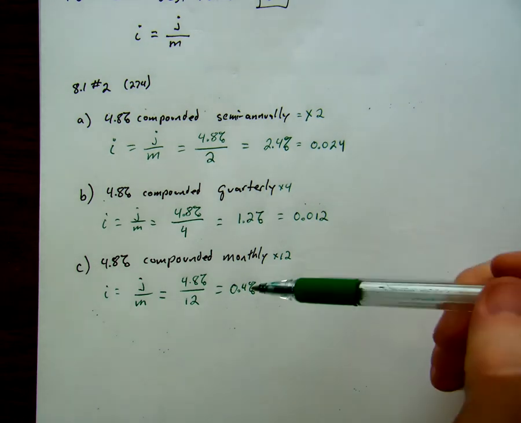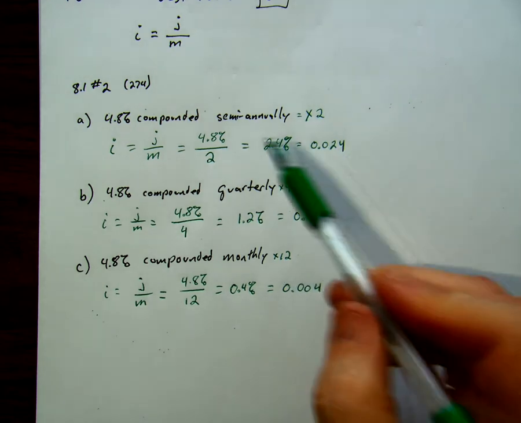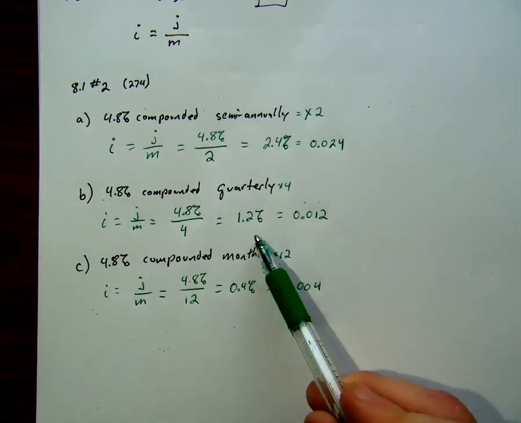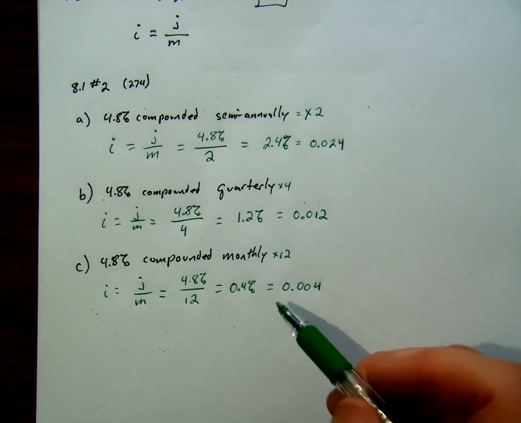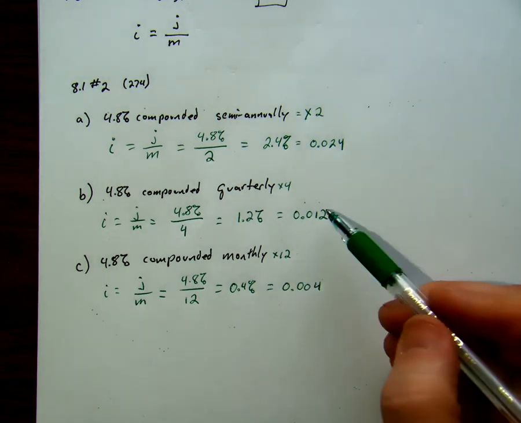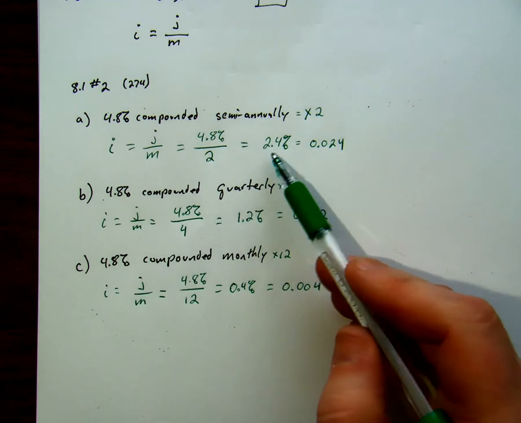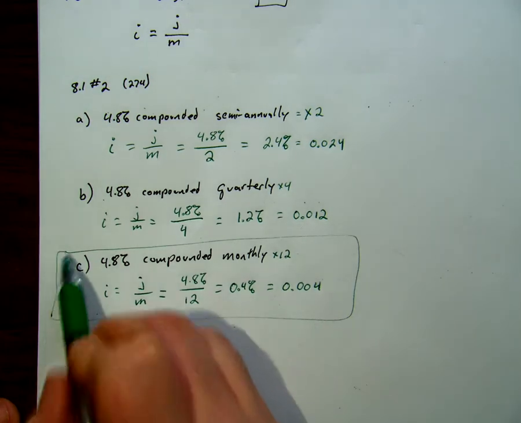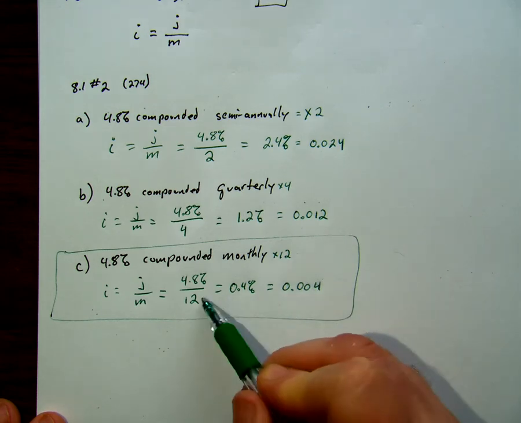So we can see as we're compounding more frequently, the interest per each period goes down. The same interest rate annually is 2.4% twice a year, 1.2% 4 times a year, 0.4% 12 times a year. As we look at that though, we get 0.4% 12 times, 1.2% only 4 times a year, and really only 2.4% 2 times a year. So this will actually end up giving us more total interest once we apply the formula, because the 12 is going to be an exponent, where here it's a divisor.